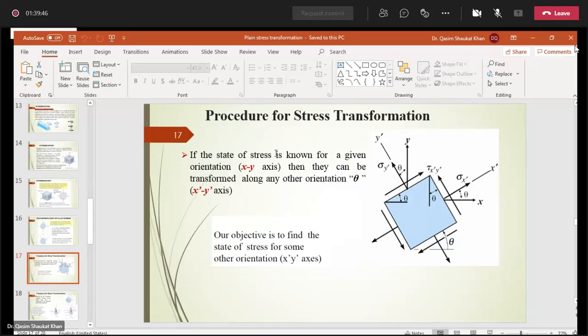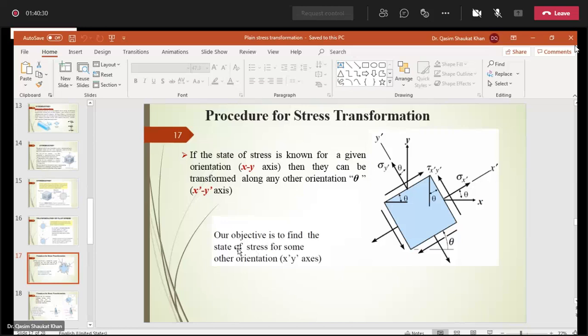So if the state of the stress sigma x, sigma y, and tau xy is known for a given orientation of the xy axis, then the transformed normal and shear stresses can be calculated along any other orientation, that is, let's say along the x dash and y dash axis, which are oriented at an angle theta with respect to x and y axis. So you can see this x dash axis is oriented at an angle theta with respect to x, and the y dash axis is oriented at an angle theta with respect to y.